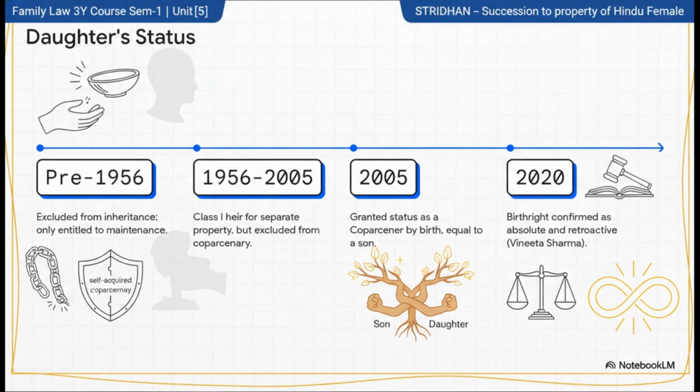A daughter went from being completely excluded from inheriting ancestral property to becoming a top-tier heir for separate property, to finally, with the 2005 amendment, being named a coparcener by birth with the exact same rights and liabilities as a son. And the 2020 Vineeta Sharma case cemented that right, making it absolute and retroactive. It's been a long road to equality.